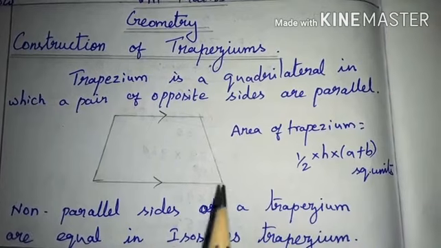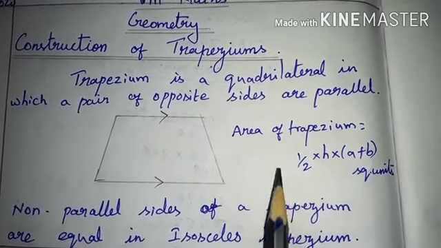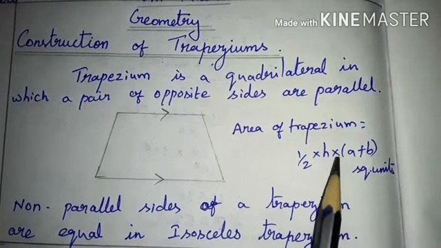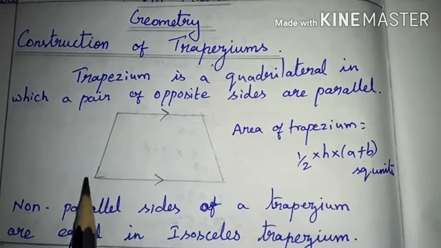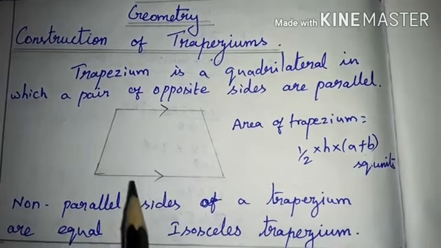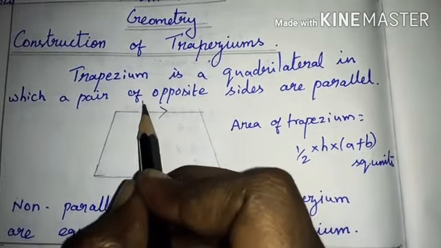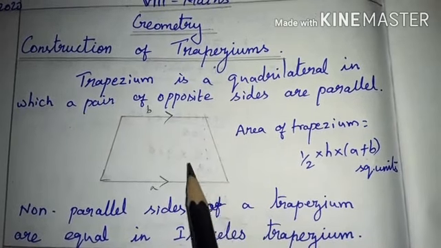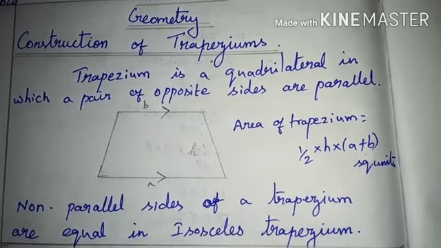The area of the trapezium is half into h into (a plus b) square units, where a and b are the lengths of the parallel sides, that is the length of these two sides, and h is the height of the trapezium. This one is h.